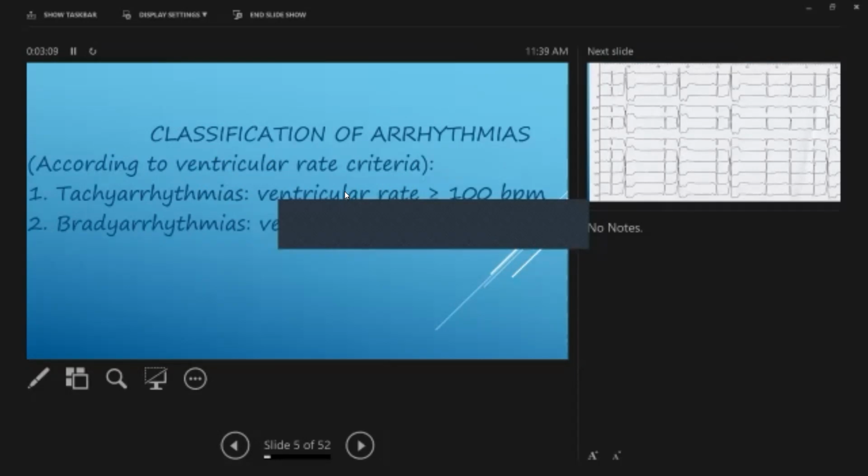Coming to the classification of arrhythmias, according to ventricular rate criteria, there are 2 types, tachyarrhythmias and bradyarrhythmias. Tachyarrhythmias mean the ventricular rate is more than or equal to 100 beats per minute. Bradyarrhythmias mean the ventricular rate is less than or equal to 60 beats per minute. But arrhythmias can occur when the ventricular rate is between 60 and 100. As an example, in atrial fibrillation with controlled ventricular rate, the rate will be 80 or 100, but there is ongoing atrial fibrillation.